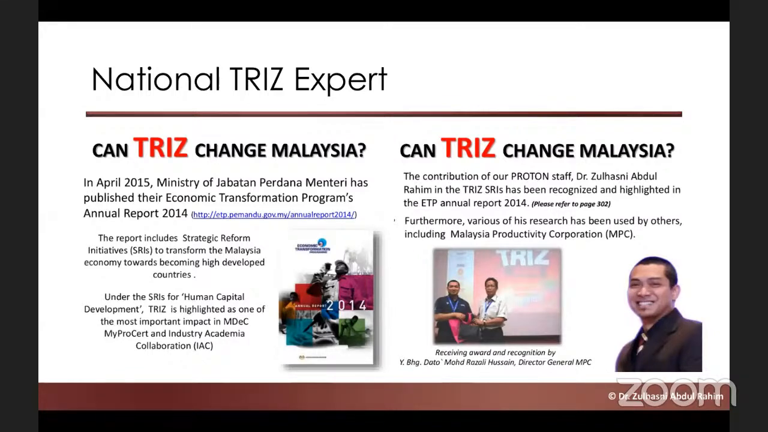My first engagement at the national level was being a part of the Economic Transformation Program under the Prime Minister's Department. We promoted TRIZ as a tool to change the perspective on new tools, a TRIZ innovation tool, as part of the Malaysia transformation initiative. So this was my first role in 2014, to introduce TRIZ at the national level.